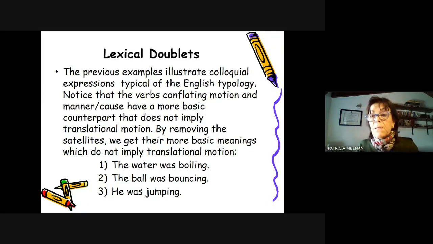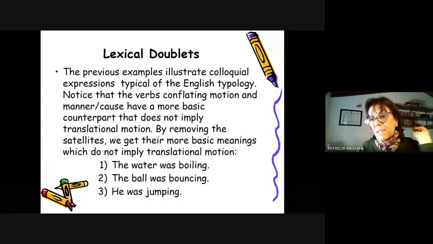In English, if I simply say, I saw a mouse squeezing out of that hole, we add more information in a way. Are you following me? And so squeeze, okay. And so squeeze is also an example of a lexical doublet in that example.